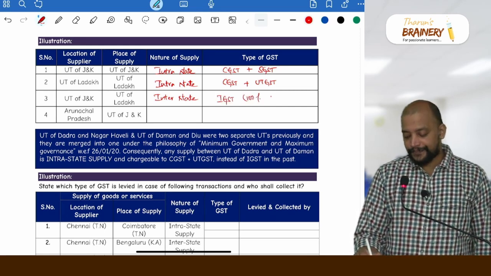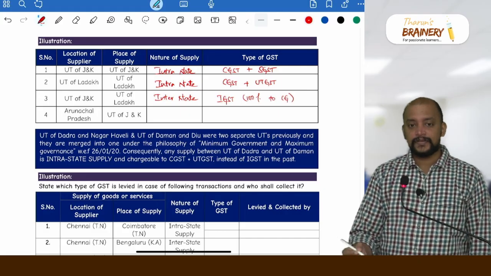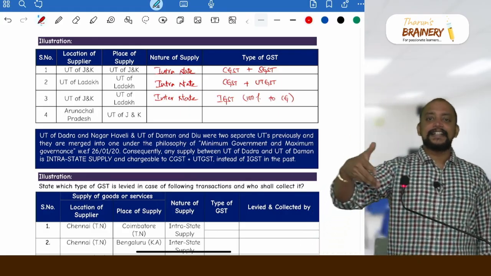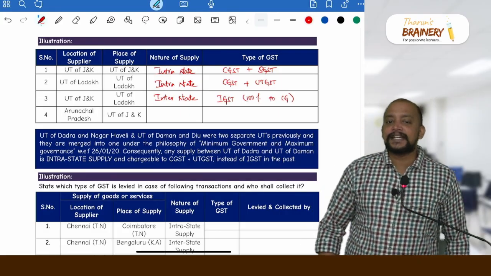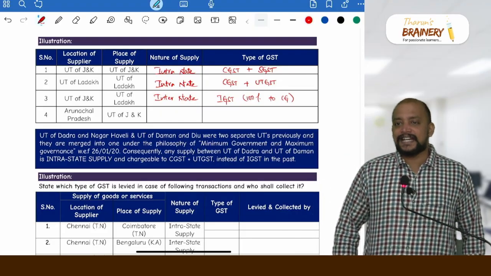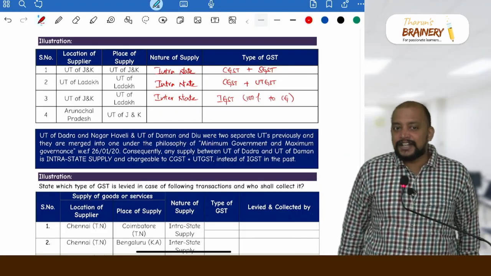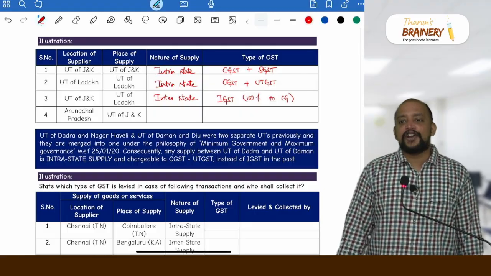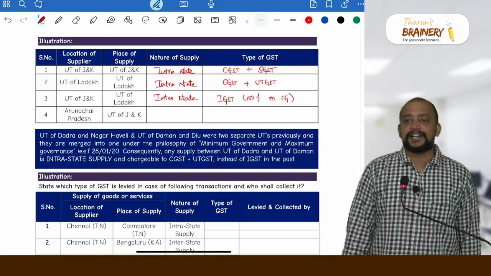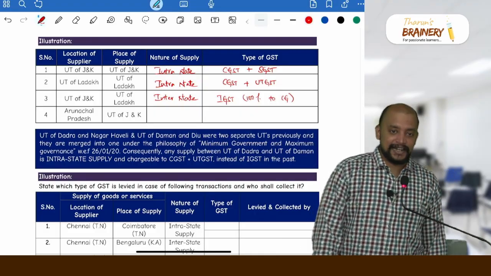Why? See the consuming state. Is there a consuming state? See the place of supply. Is there a consuming state? No. Ladakh is under whose control? Central government. So they will not distribute to anyone. So 100% to central government. 50% sharing will not be there.